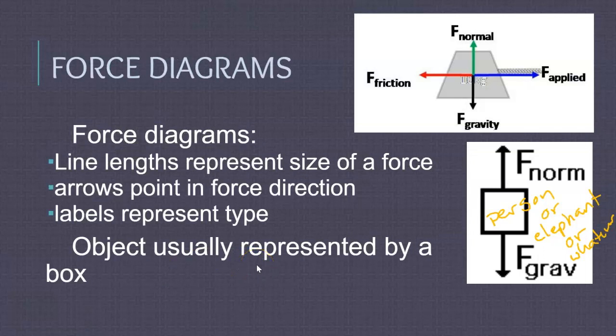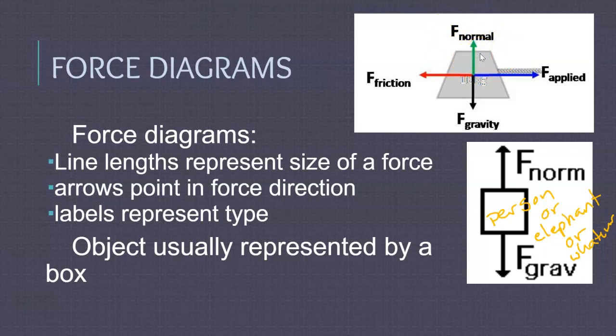So again, with the force diagram, the lines of length represent the size of a force. So typically when you're drawing these, the larger the force, the longer the line. The arrows are going to point in the force direction, and then the labels represent the type. So for example, here we have the force of gravity, which always works downward. The force that opposes the force of gravity is known as the normal force. Okay, so the upward arrow is going to be the normal force.